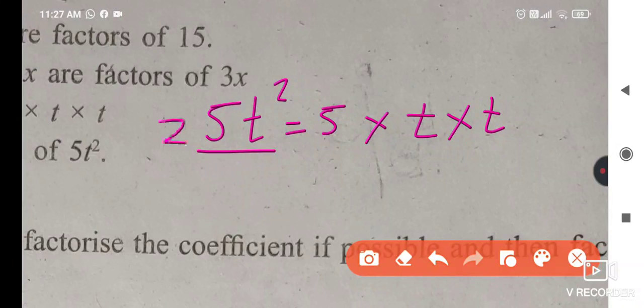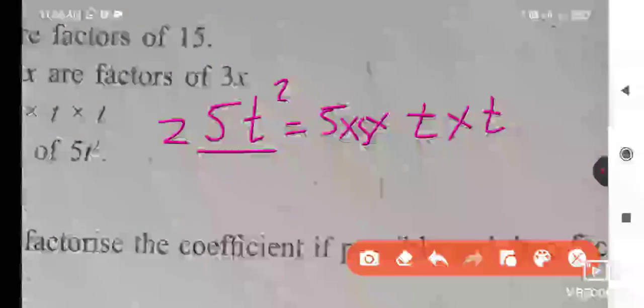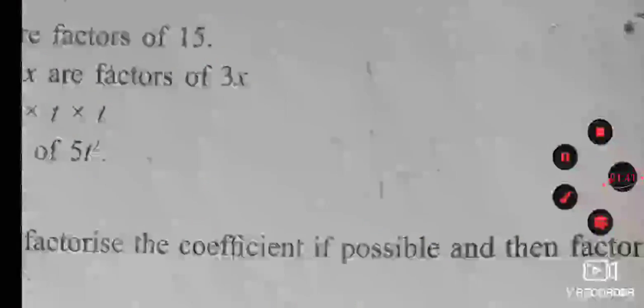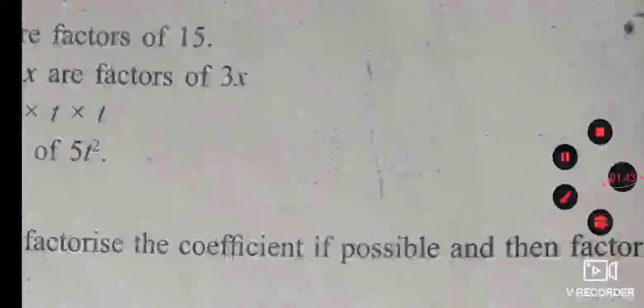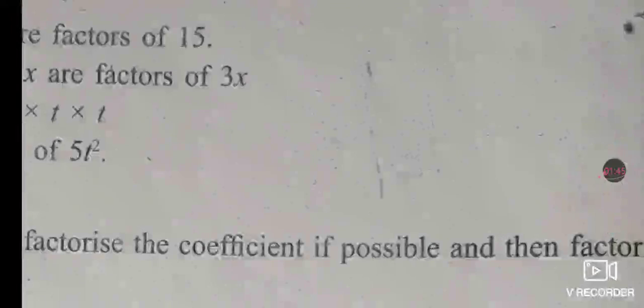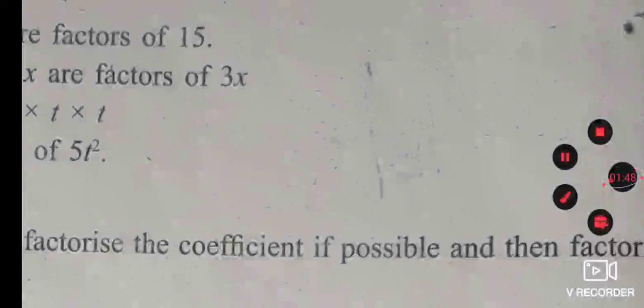Suppose here 25 is there. So instead of 25 we have to take 5 into 5, because 5 fives are 25. But one thing we have to keep in mind, that the numbers must be prime numbers. What are prime numbers? The numbers which are not divisible by any other number, only divisible by itself and one. Those numbers are called prime numbers.